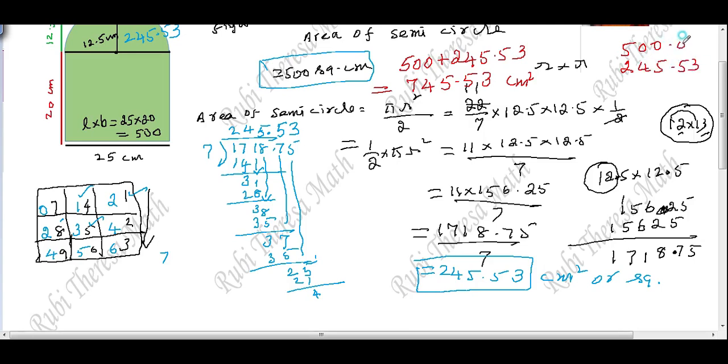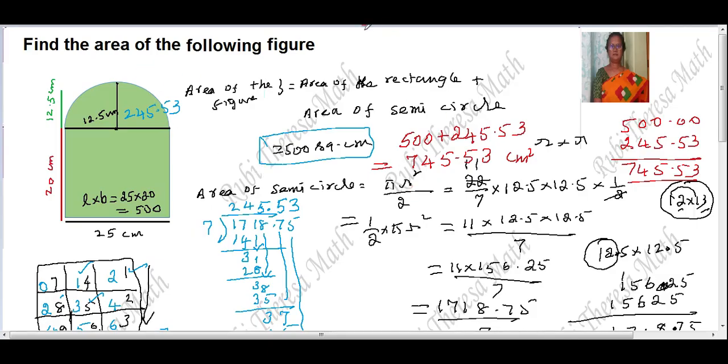Those who are unable to add directly horizontally can do it like this also, with 0.53 as 0.00 place values. So the answer is 745.53 square centimeters. Is it okay, my dear? Do you follow, all of you? You see the shape given here, then you do it.